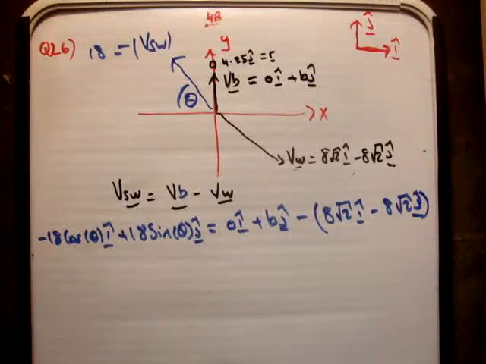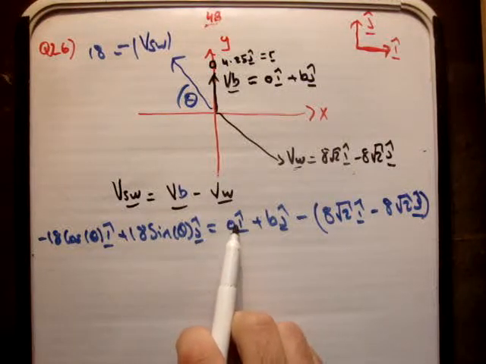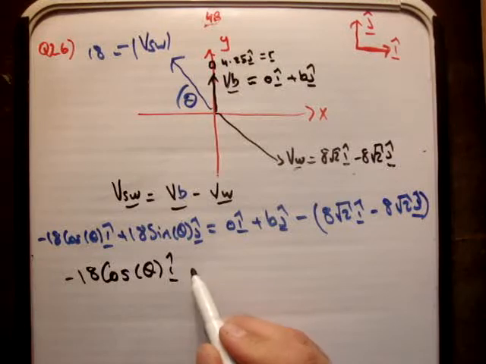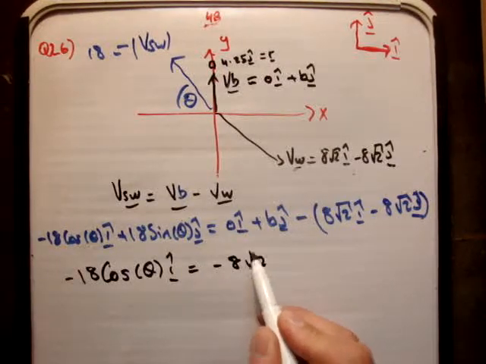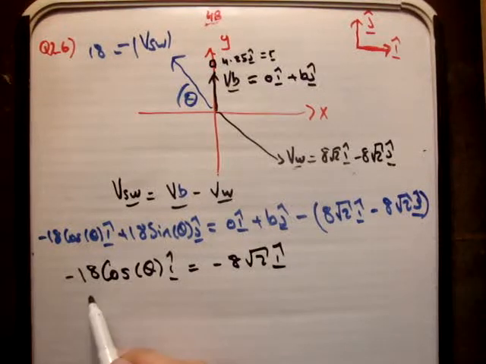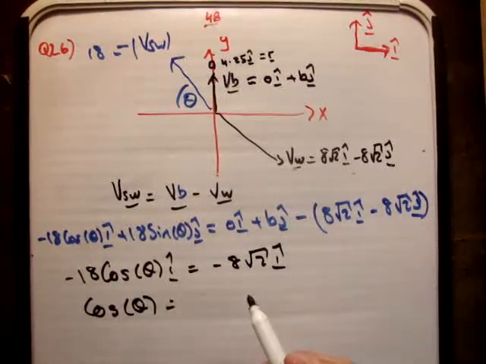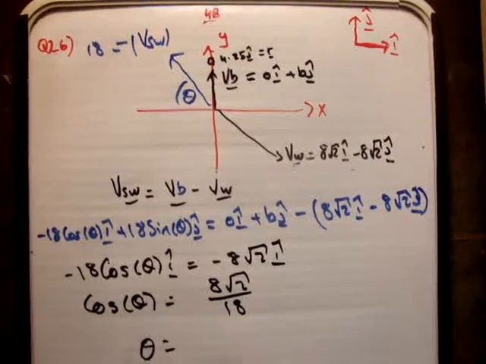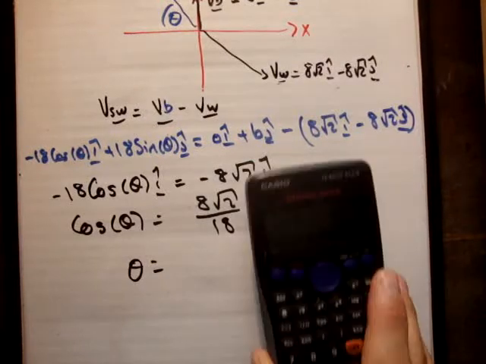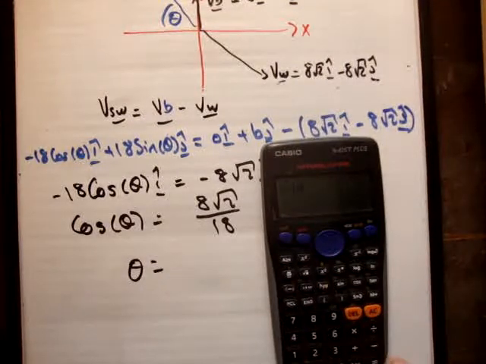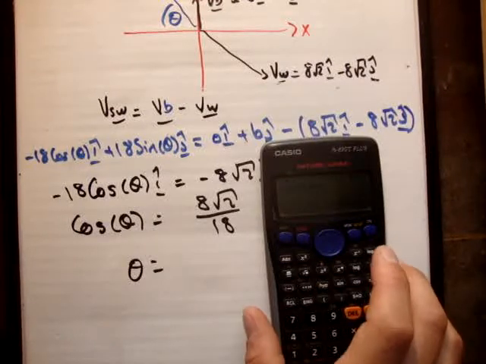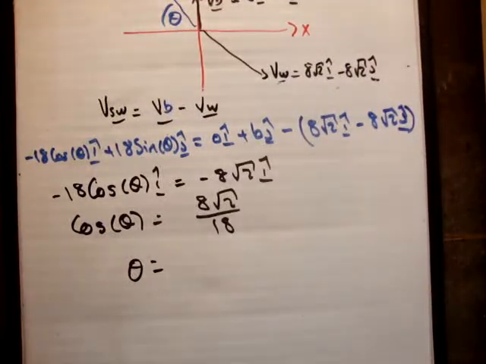Well of course we just need to work out the i component first this time, because it's 0 here, so that means that 18 times the cos of theta i, that's negative 18, is equal to negative 8 root 2 i. Therefore the cos of theta is equal to 8 root 2 over 18, and theta is equal to the inverse cosine of that. So let's go 8 divided by 18 multiplied by root 2, inverse cosine that answer. Theta is equal to 51 degrees.